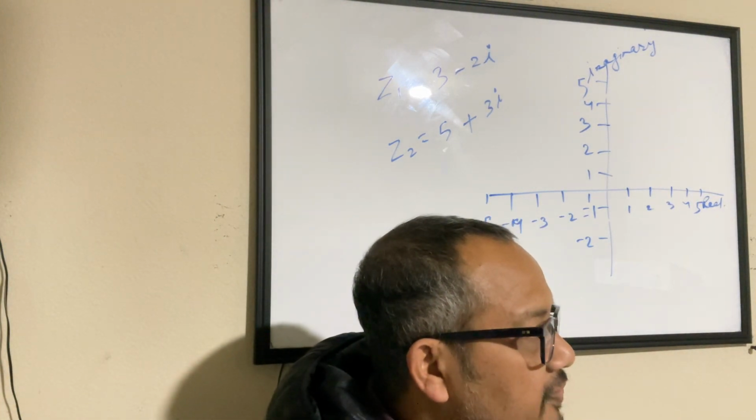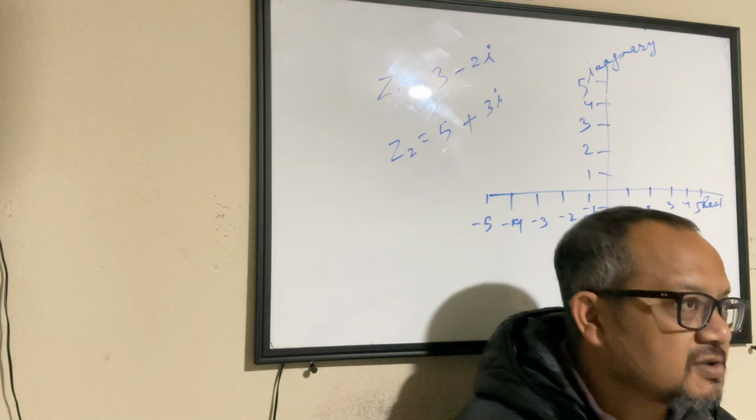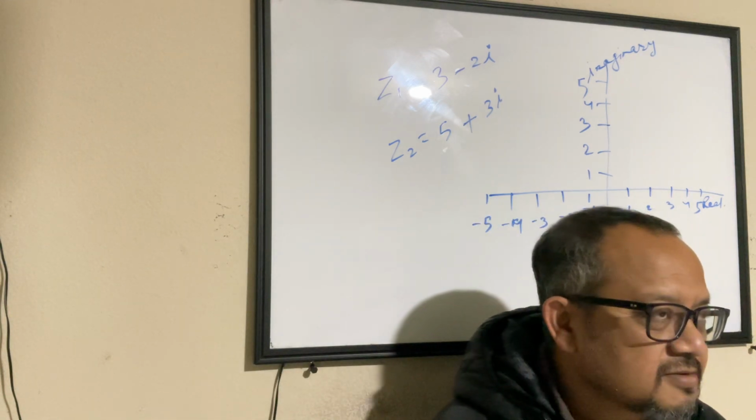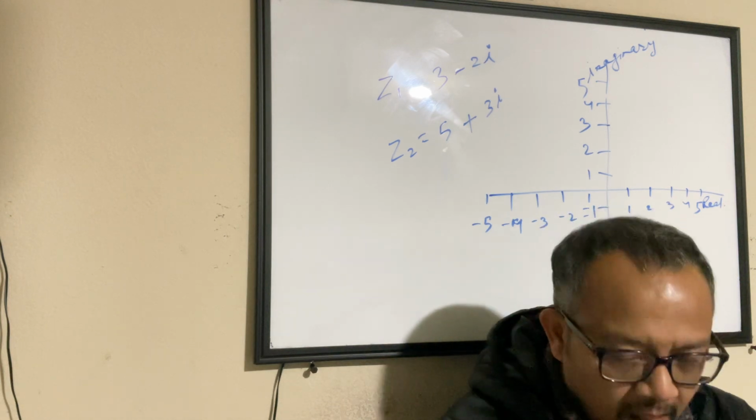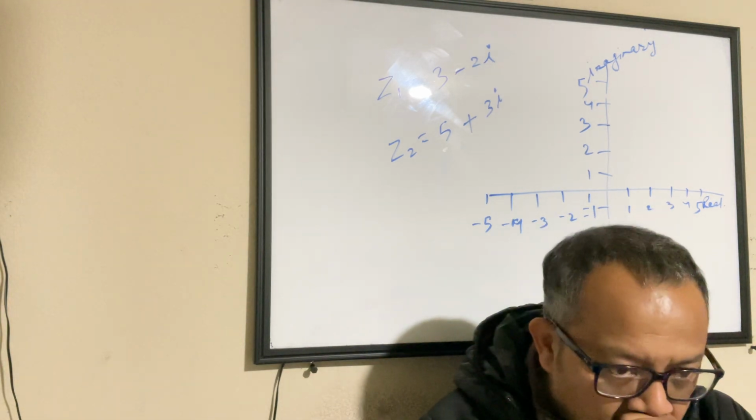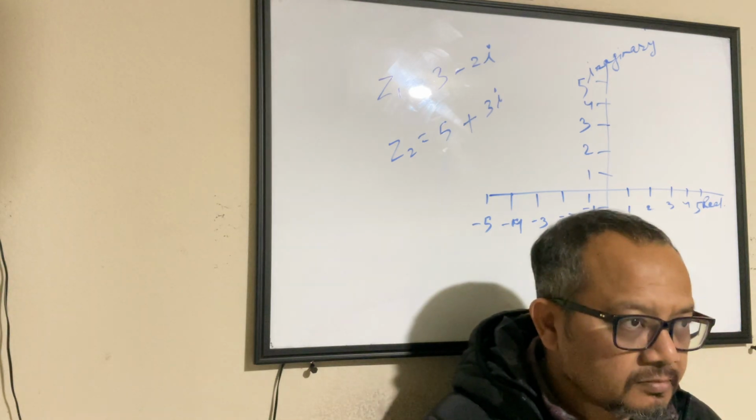Okay. And how do you find the distance between the two complex numbers? For the distance, after we find the midpoint, we could find the distance between one of the points and the midpoint, and then just multiply that by 2.